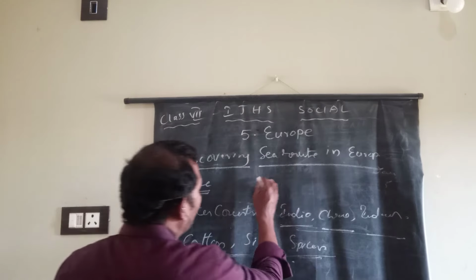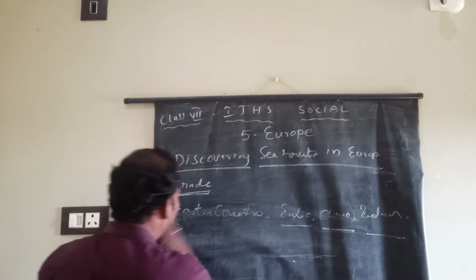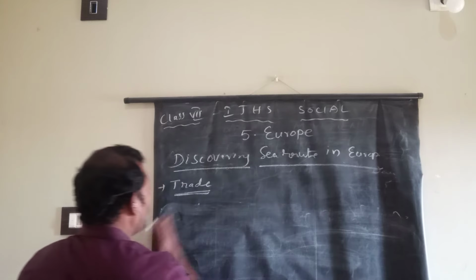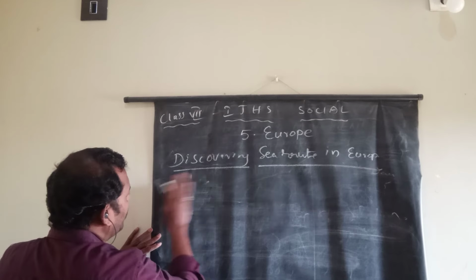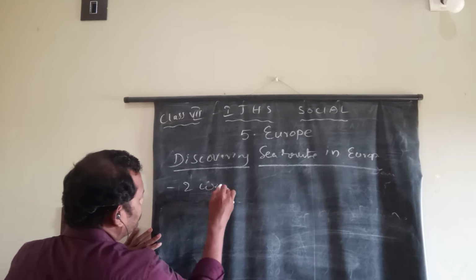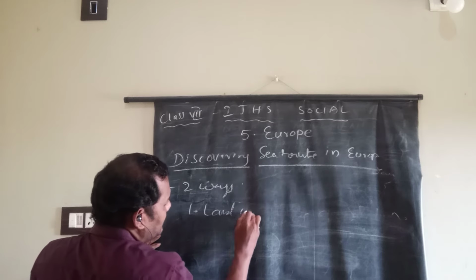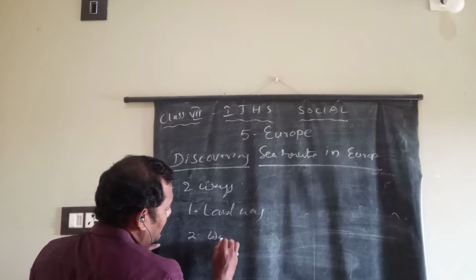What is the question here? How did the European people reach India, China and Indonesia? How did they reach? How many ways did they have? Two ways. First one is the land way. Second one is the waterway.